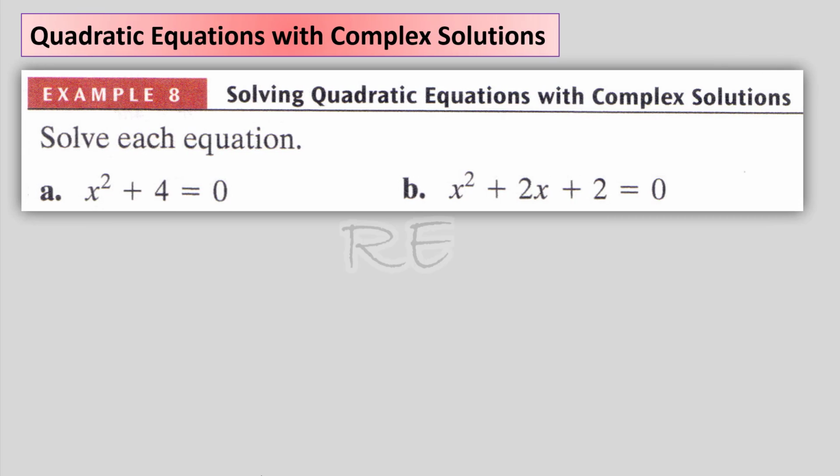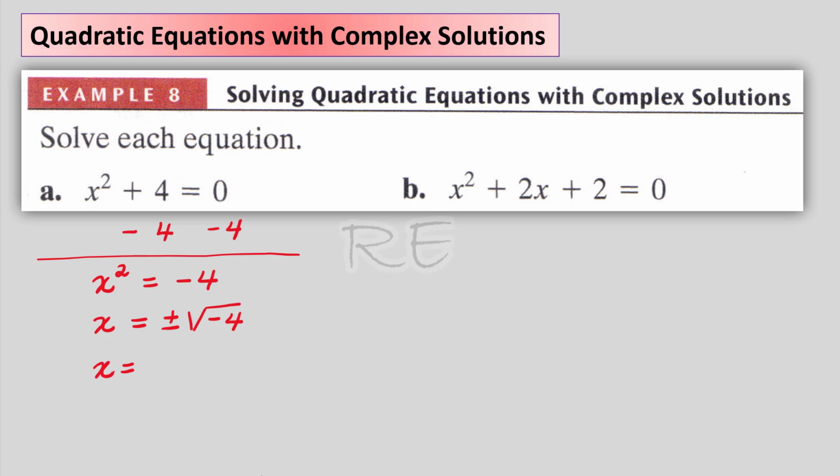Solving quadratic equations with complex solutions. x squared plus 4 is equal to 0. We subtract 4 from both sides, and x squared is equal to -4, which means x is equal to plus or minus the square root of -4 when we take the square root of both sides.